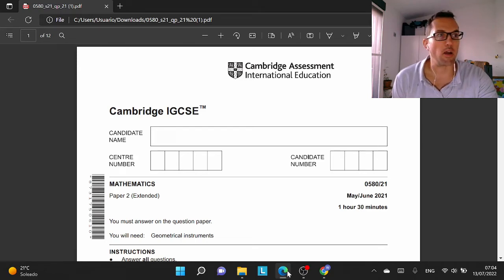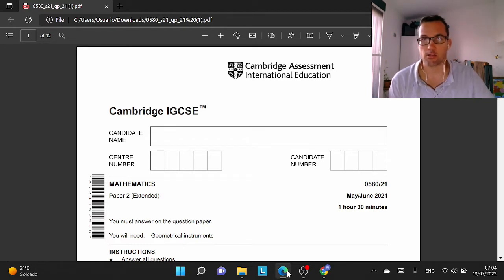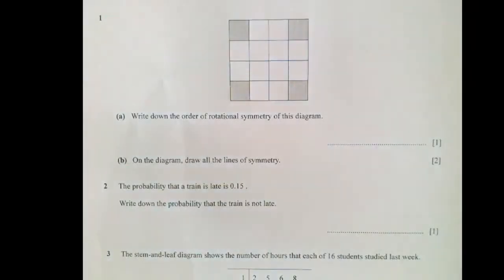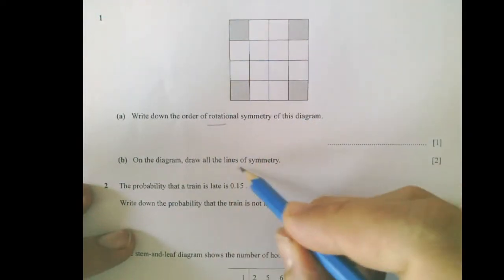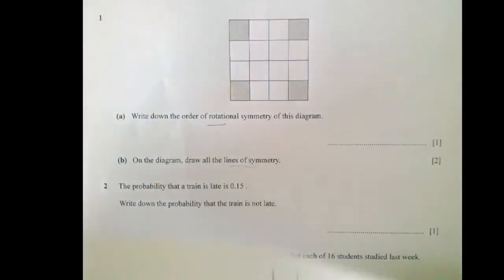Good morning. Today on You Can Do It Math, we're going to do the May-June 2021 paper 21 extended. This is going to be fun. Question 1, symmetry. Rotational symmetry and lines of symmetry is not the same thing.